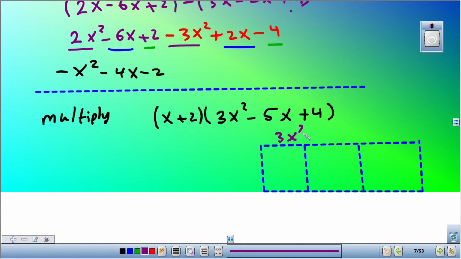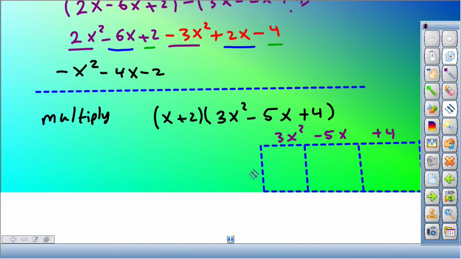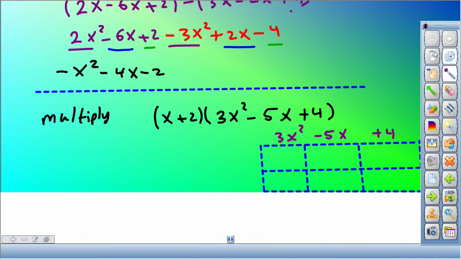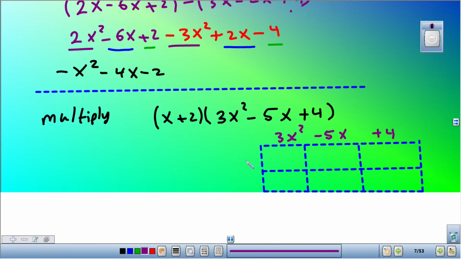3x squared minus 5x plus 4. We've got x. Let me do one more down here. I forgot that. I've got x and then plus 2. Do put the sign next to the number. It helps you, okay? For example, negative 5. Make sure that you put negative 5, positive 2. It's okay. Put it positive 2. Trust me, it helps. So, can somebody help me out here? 3x squared times x. How much is that?